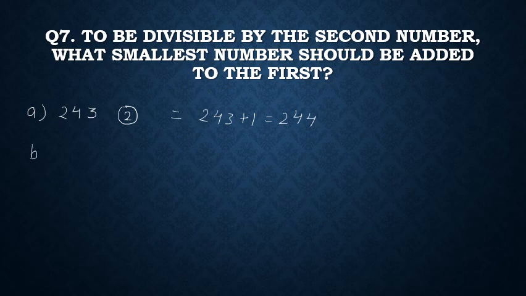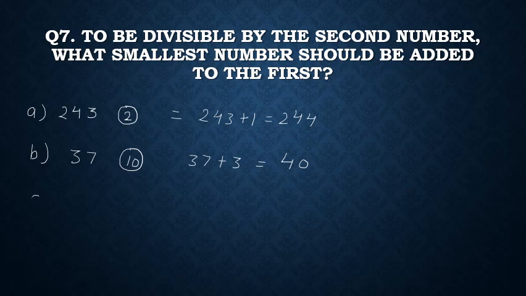The B part is 37. Now, to make this number divisible by 10, what do we have to add? Obviously, we are going to add 3 to the 7. So we write 37. If we add 3, it will become 40. And now, this number is divisible by 10.